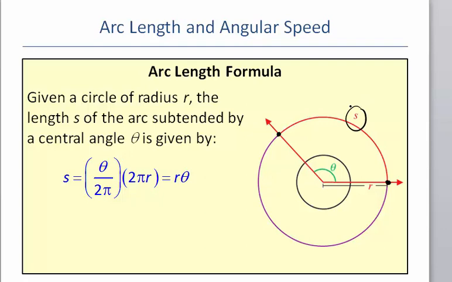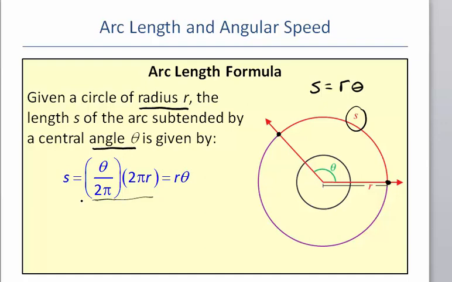Now, as far as our formula goes, the formula that we're going to keep in mind as we start to work problems is S is equal to R times theta. This part in the middle of our formula just simply gives us some idea of where that formula comes from. But for the case of working problems, we will simply use S is equal to R theta. R is going to be the radius of the circle, and theta is going to be the angle.